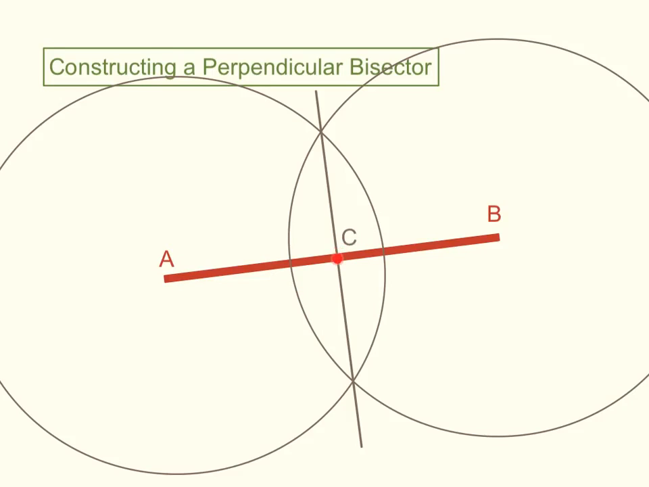C is the midpoint of AB, so I've bisected that segment, and this segment right here is perpendicular. All right, so I can actually go ahead and add this little mark here to show that they are perpendicular. All right, so this is perpendicular, and it bisects so that AC is equal to BC.